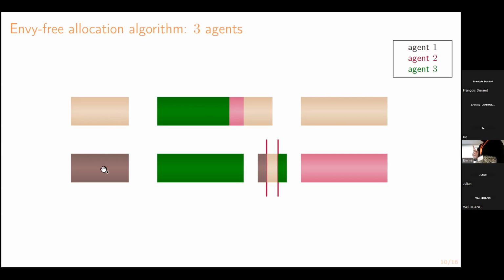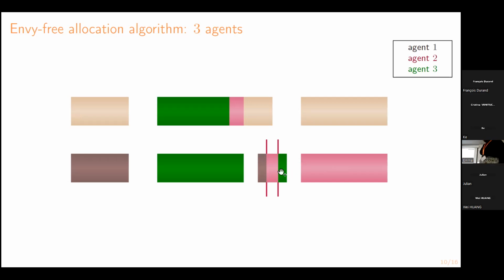But remember that agent 1 thinks that this is greater than everything here. And so you can see that the green area here is smaller than this total part. So 1 will never be envious of 3, actually. And then agent 2, here they are not envious in this part because they did the cutting. And so for them, the 3 parts are equal. So 2 is not envious here and not here. So they are not envious to anyone else.